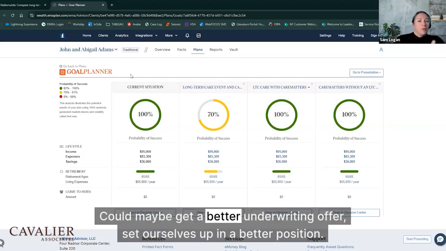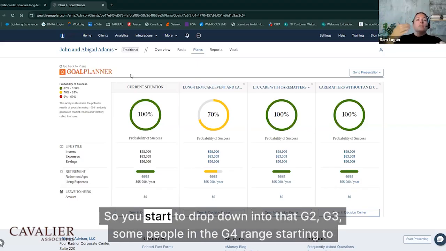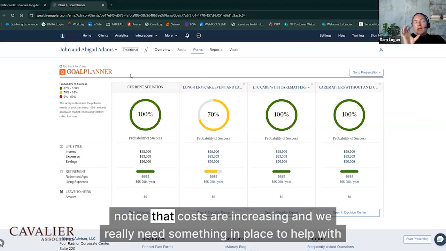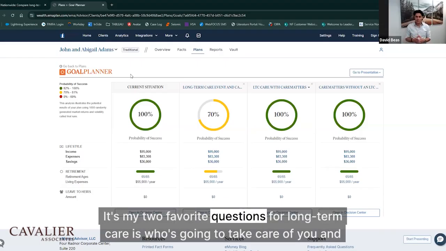Could maybe get a better underwriting offer, set ourselves up in a better position. So you start to drop down into that G2, G3, some people in the G4 range, starting to notice that costs are increasing and we really need something in place to help with that. It's my two favorite questions for long-term care: who's going to take care of you, and do they know?